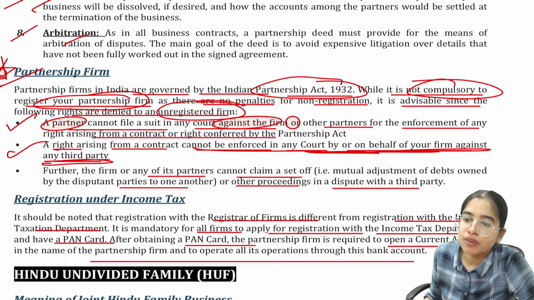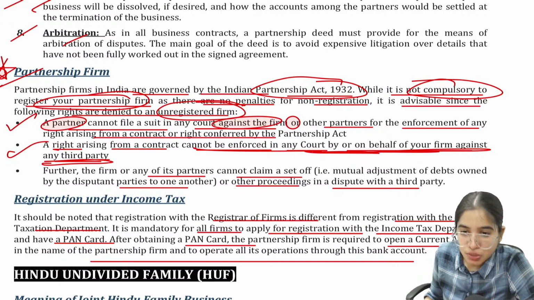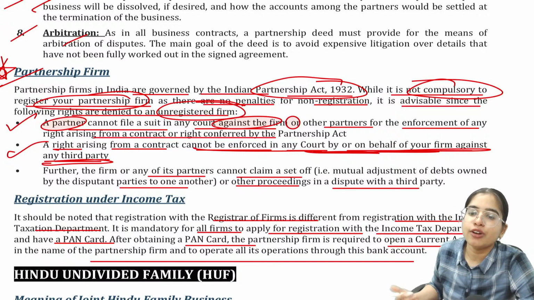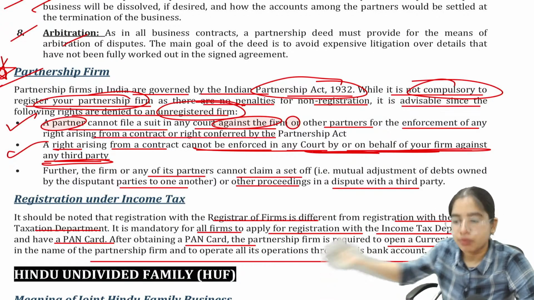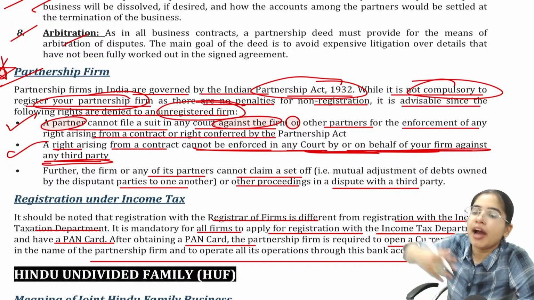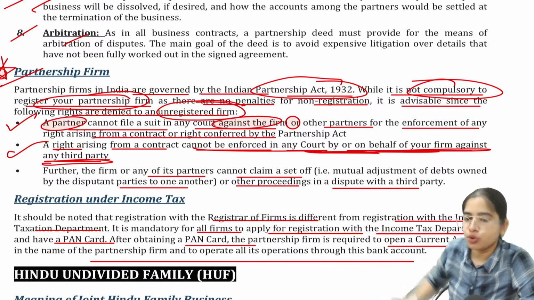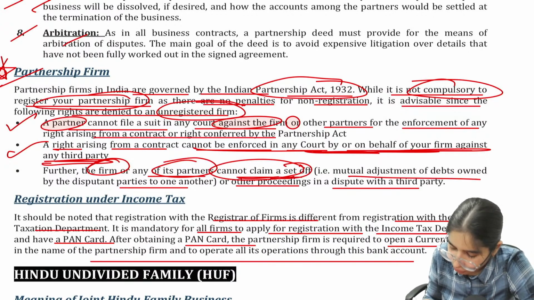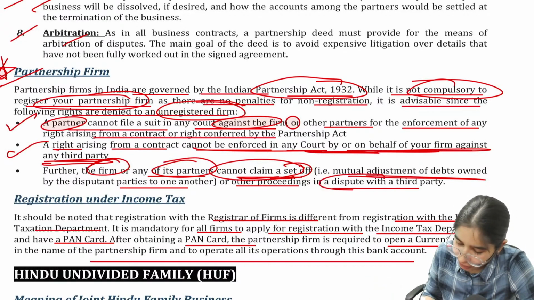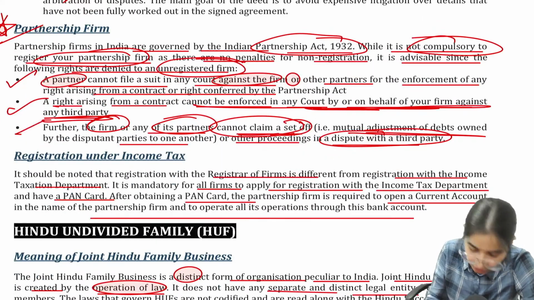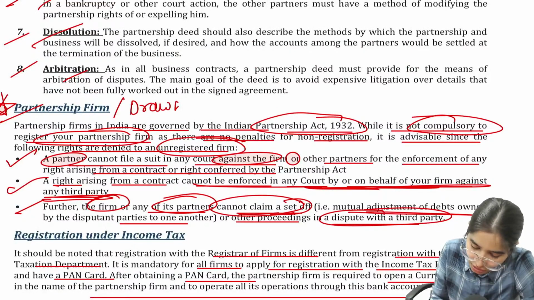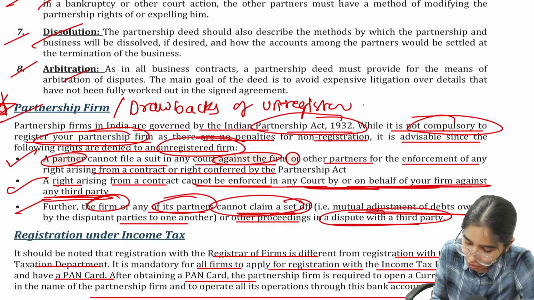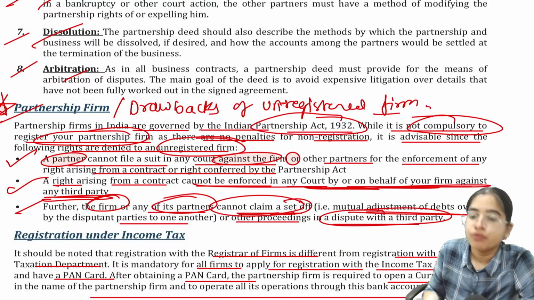Further, if there is a dispute and you want to set off any money, then an unregistered firm will not be allowed to set off any money. Like, let's say I have to take 1 crore from a third party and the firm has to give 1 crore, so it's like a set off. No, set off is not allowed. A firm or any of its partners cannot claim a set off benefit, meaning adjustment, if that firm is unregistered. So these are certain drawbacks of an unregistered firm. Here one point is given.